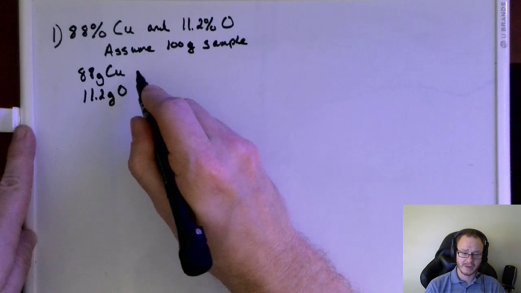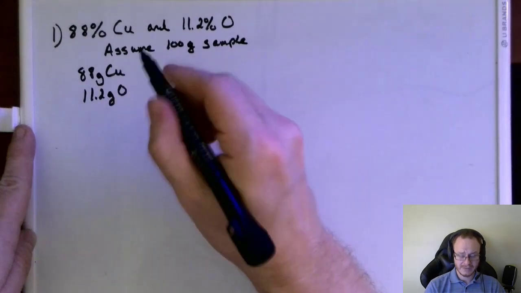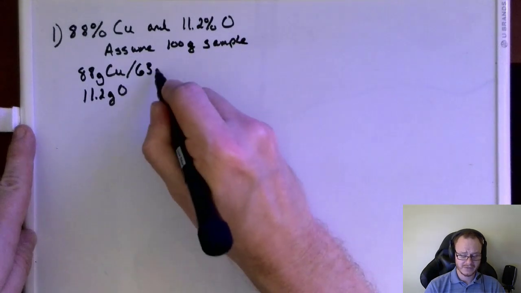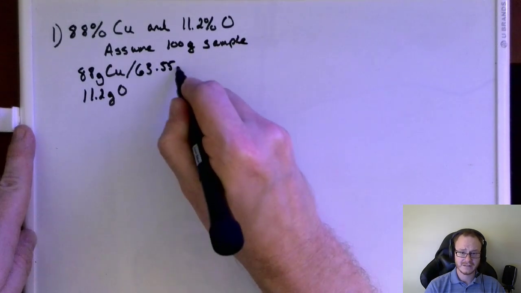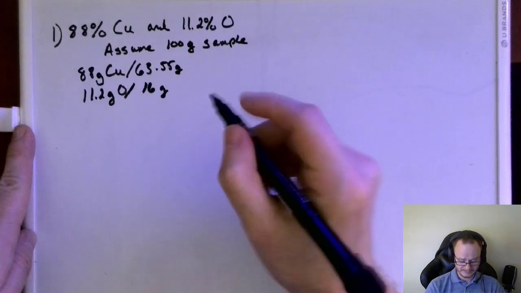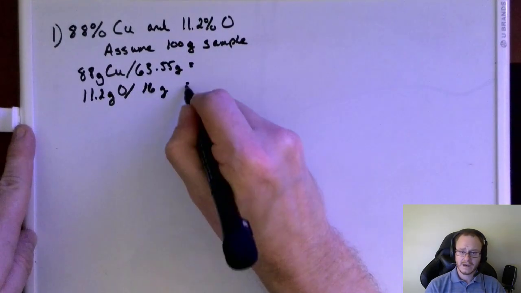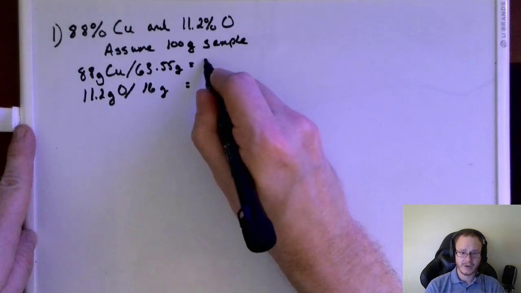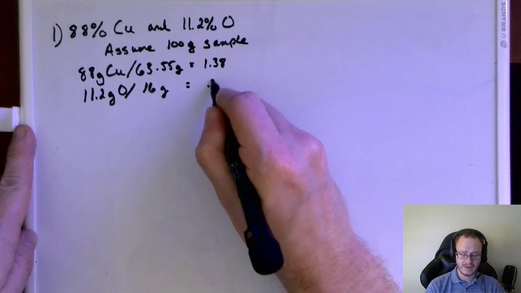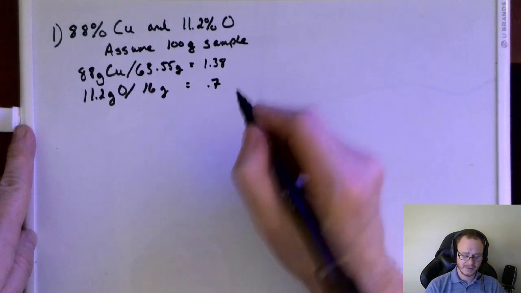I can't compare grams, I can only compare moles. I'm going to divide both by their respective molar masses. Copper has a molar mass of 63.55, and oxygen has a molar mass of around 16. When I divide these, I'll end up with 1.38 moles of copper and 0.7 moles of oxygen.